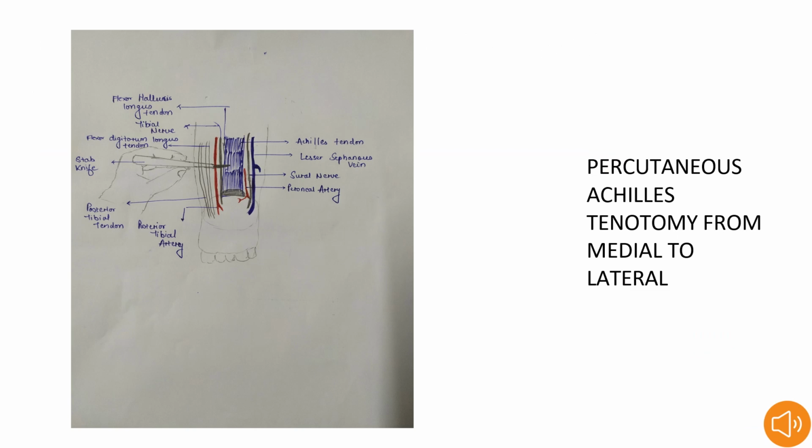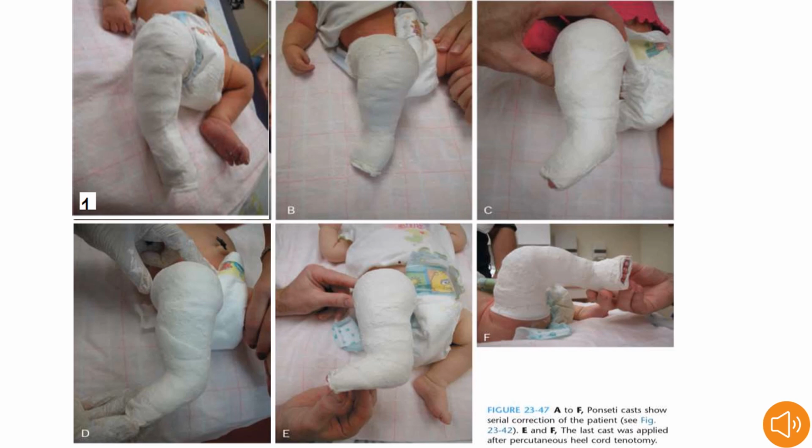During percutaneous tenotomy, care should be taken to not injure tibial nerve and posterior tibial artery and sural nerve and peroneal artery. This is diagrammatic representation of sequential cast in Ponseti method.